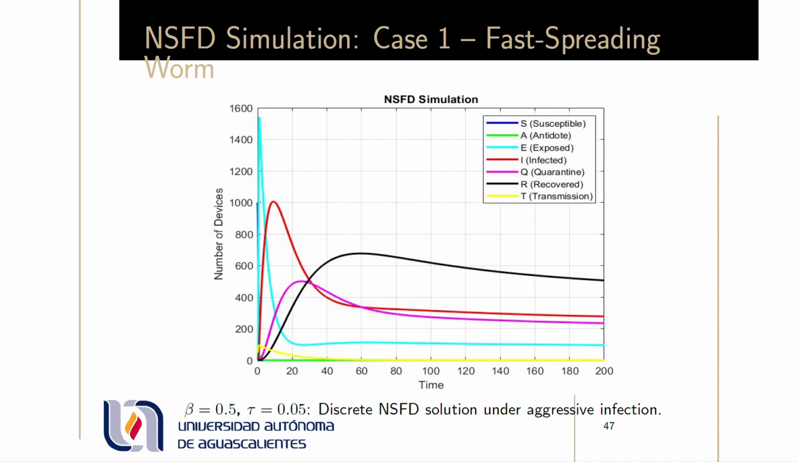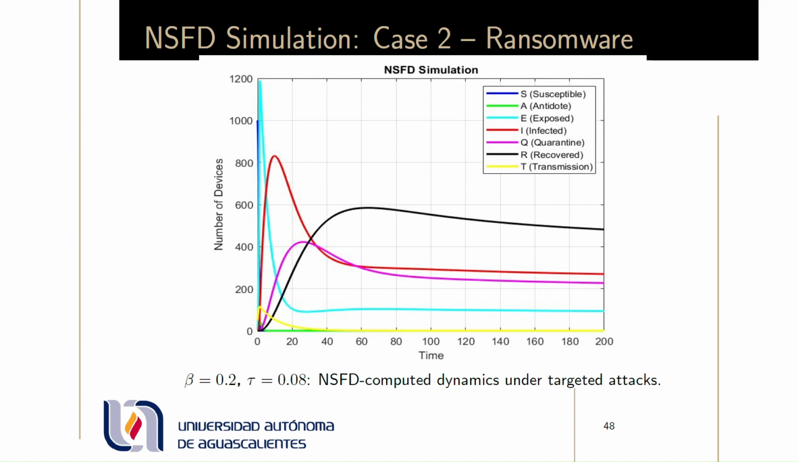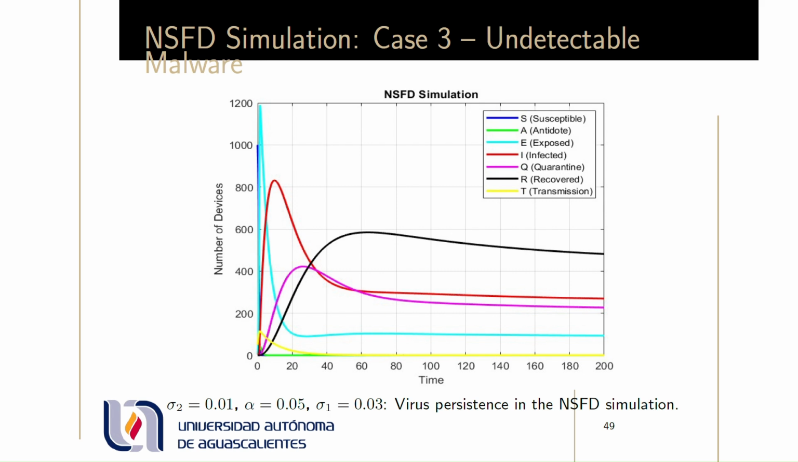We simulate case 1 using NSFD. The trajectory is similar to the other method, with a sharp increase followed by stabilization. Here we simulate the ransomware scenario using NSFD. The spread is lower and reflects the targeted trigger attacks.